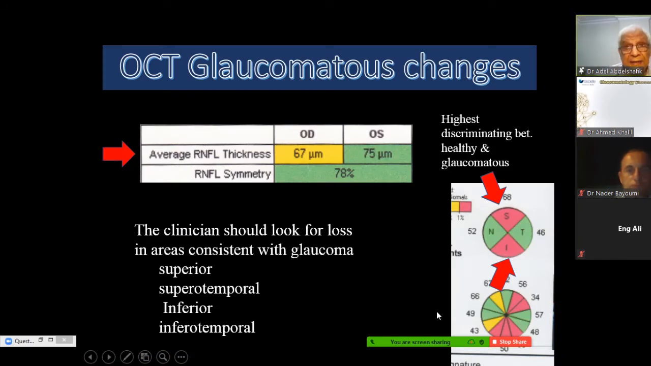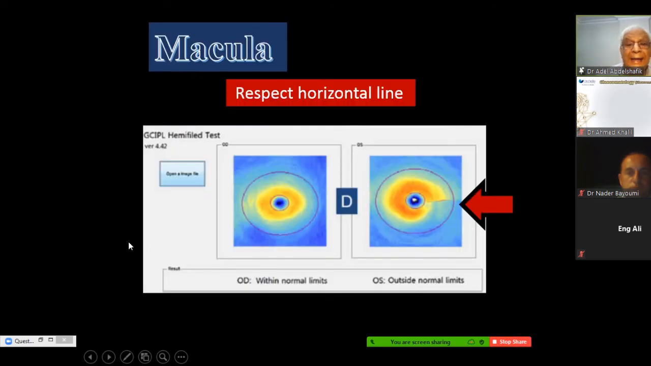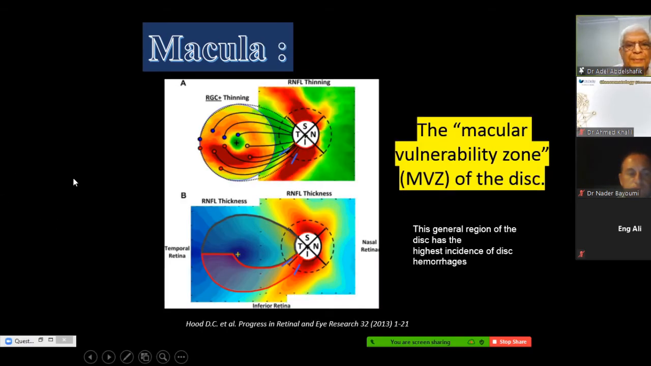In the OCT, where are the points to look at? We need to look at the average retinal nerve fiber layer thickness. This is the highest parameter to diagnose glaucoma. Then clinicians should look at the superior and the inferior rim. This is the second most frequent area. Again, if you examine the macula in the OCT and you have a lesion that is respecting the horizontal raphe, this will increase the possibility of glaucoma very much.